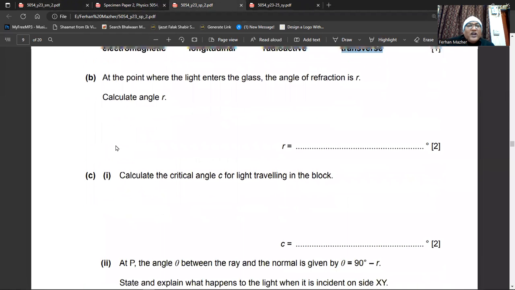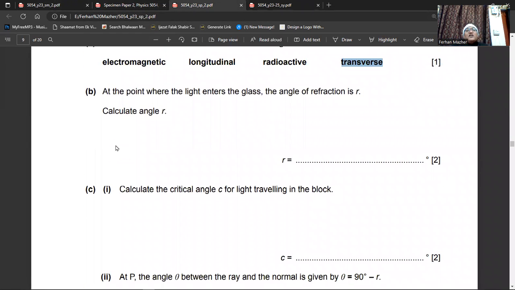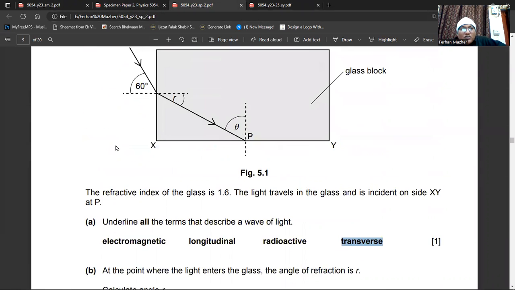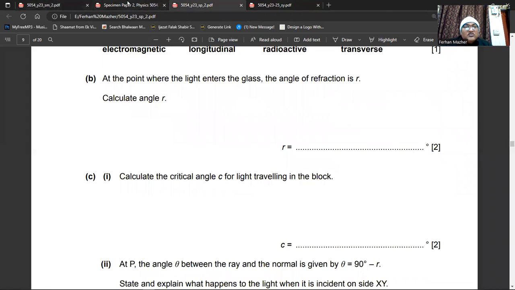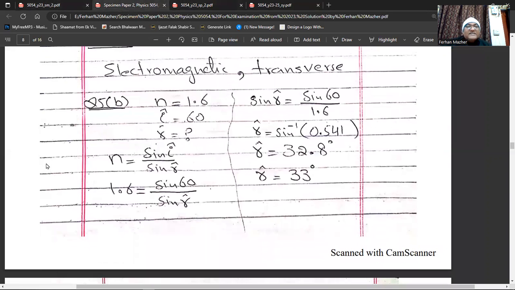Then it says at the point where the light enters the glass, the angle of refraction is R. Calculate the angle R. I know the angle of incidence and I also know the refractive index, which is represented with the small n. You know n is equal to sine I divided by sine R. So from there, I can find out the value of R. So I will write n is equal to 1.6, angle of incidence is 60, angle of refraction is the question.